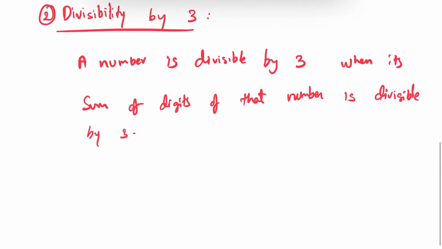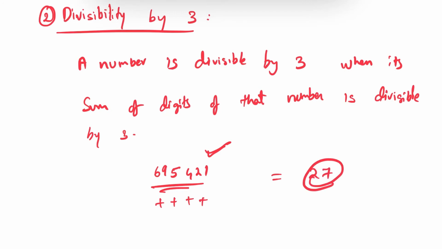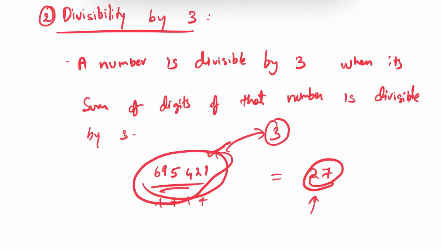A little bit complicated, but let's understand it this way. Suppose there is a number 695421. To check whether this is divisible by 3 or not, we first sum all the digits. After we sum the digits, we get 27. We all know that 27 is divisible by 3, so the whole number is divisible by 3. This is the divisibility rule for 3.